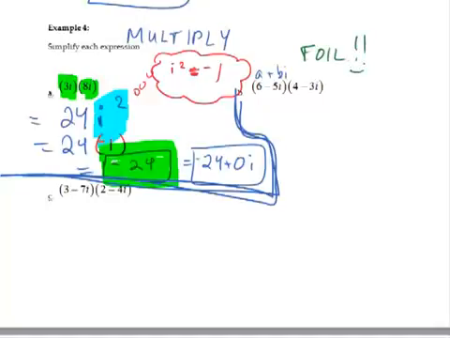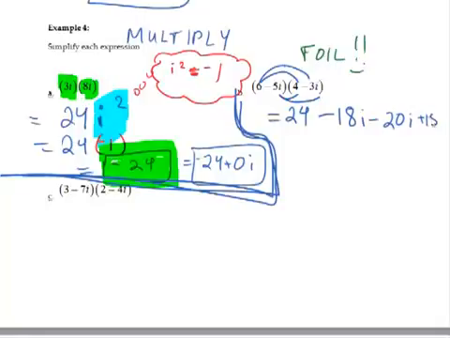You FOIL them the way you normally do. So for us, let's go ahead and put our FOIL lines in. 6 times 4 is 24. 6 times negative 3i is negative 18i. Negative 5i times 4 is negative 20i. Negative 5i times negative 3i is positive 15i squared.